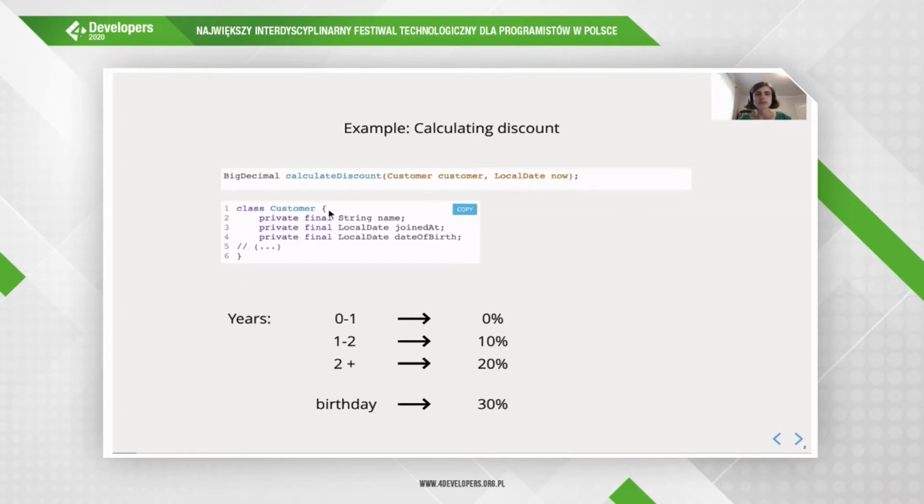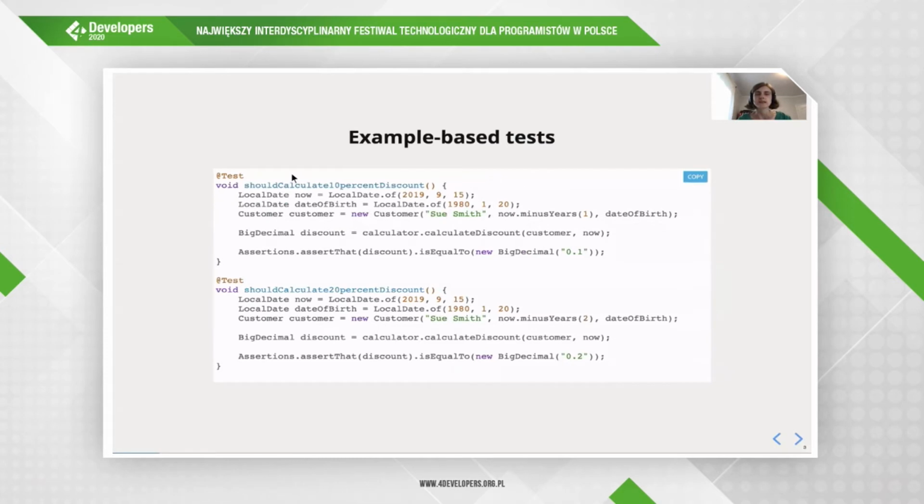This is our customer class. It has a name, the date when they joined, and their date of birth. Maybe some other fields, but we don't need them right now. So let's assume we have our discount method already written and we want to test it. How would we go about that in a traditional way of testing? We will call traditional testing example-based testing, as opposed to property-based testing. In example-based testing, what I would do is prepare tests like this.